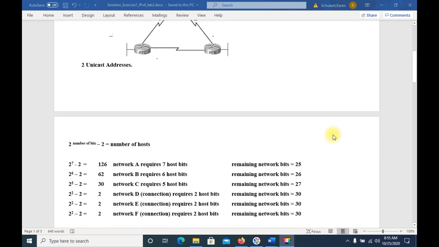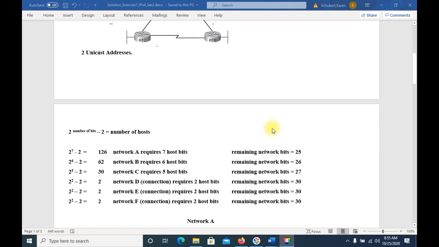With that said, we now apply our hosts formula, which states the number of hosts is 2 raised to the number of host bits, minus 2. Minus 2 is the broadcast and network addresses that must be subtracted. So when we apply this formula, we will find out that for network A, we need to keep 7 host bits so that we can accommodate the requirement of 75 hosts.